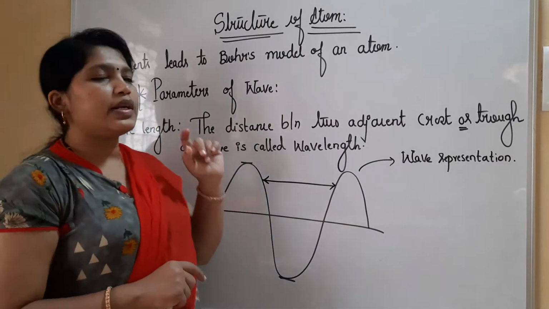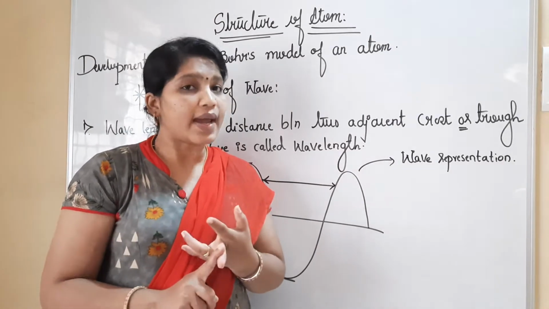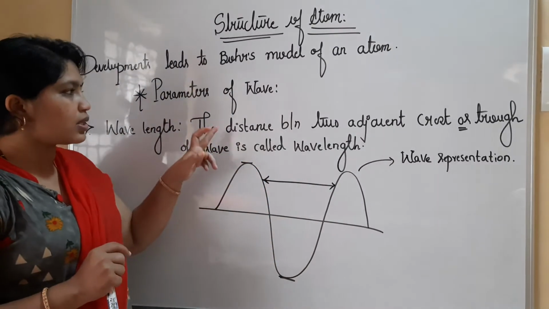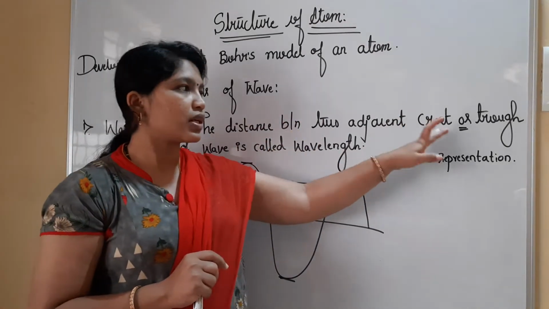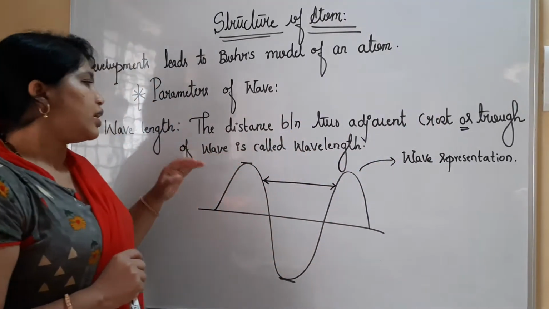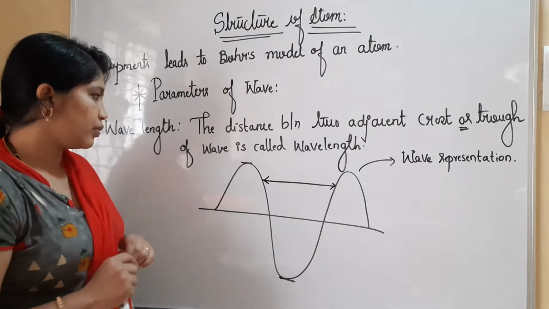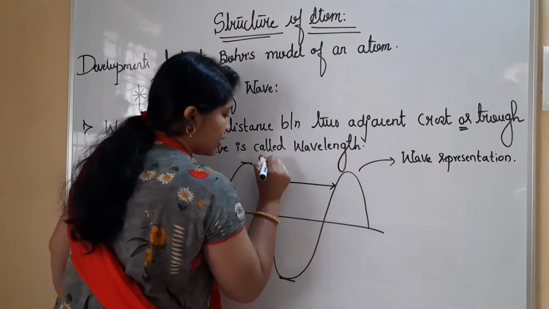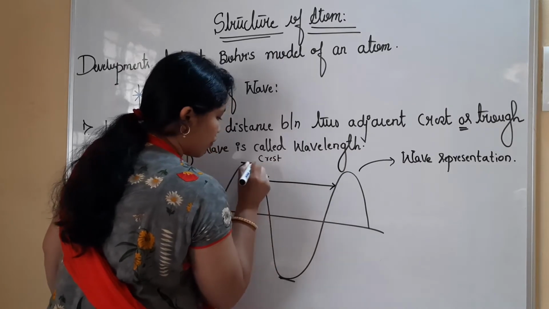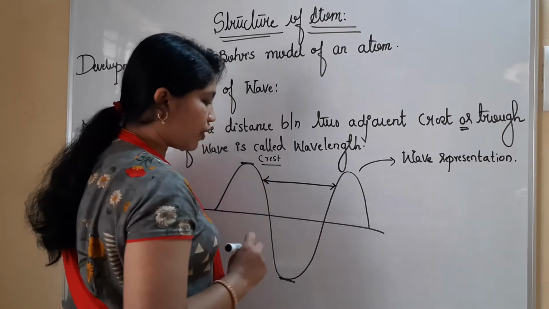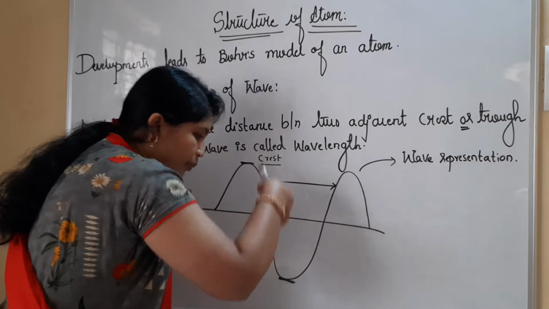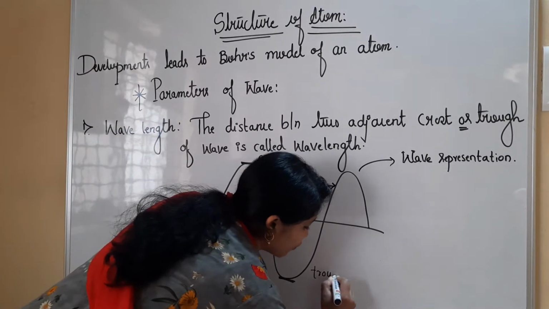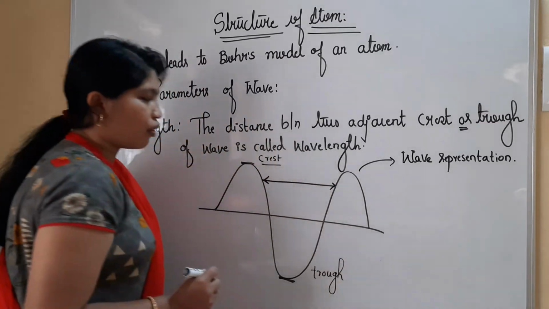This is said to be distance between two adjacent crest and trough. Okay. So this is distance between two adjacent crest and trough is called as wavelength. Now see here, the upper part what I have written here, it is said to be crest of a wave. This is called as crest of a wave. Down part or depth part what I have written here is called as trough of wave.